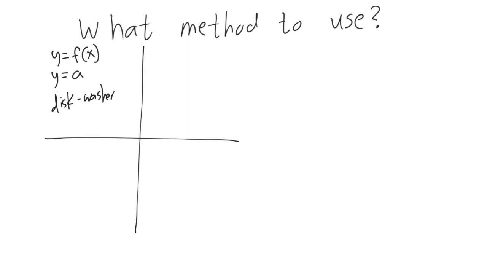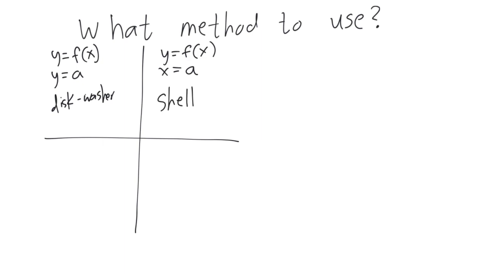Well, what if we don't have that? What if we still have y equals f of x, but we're rotating against x equals a instead of y equals a? Well, that means we're going to have to use a different method. We can't use the disk and washer. Instead, we're going to use the shell method.